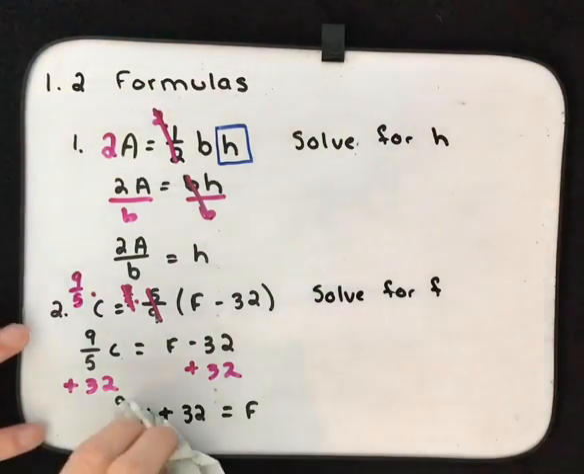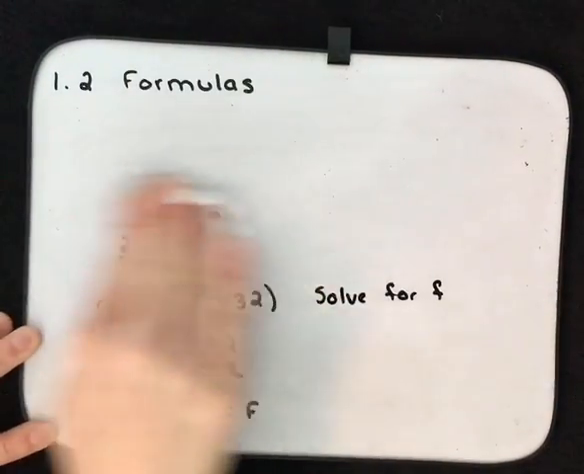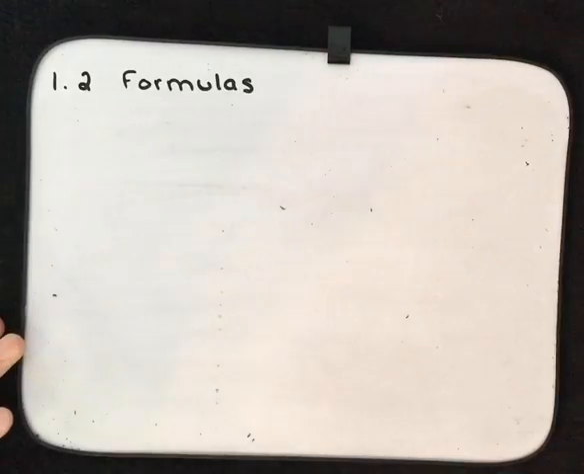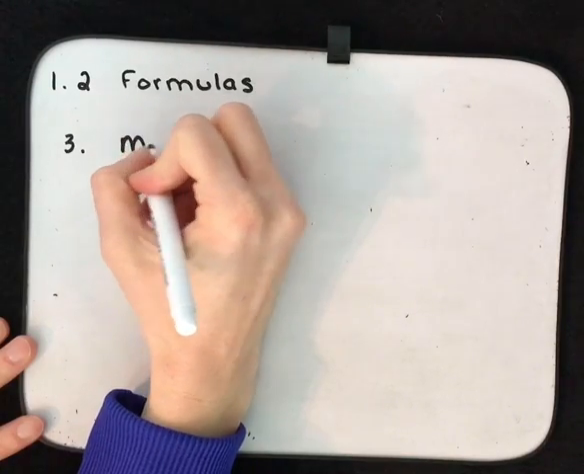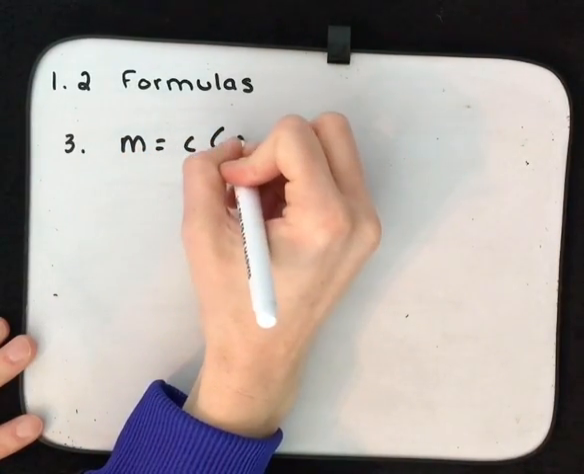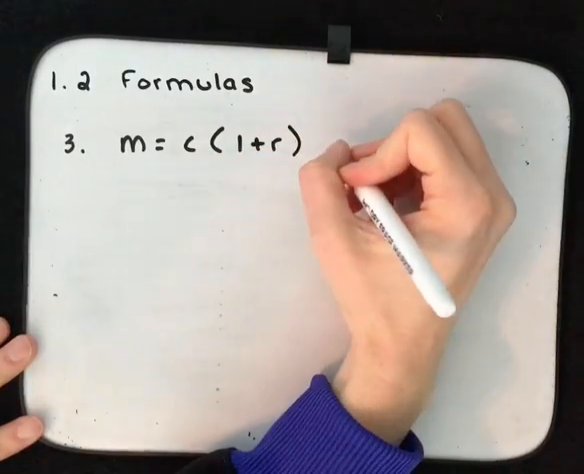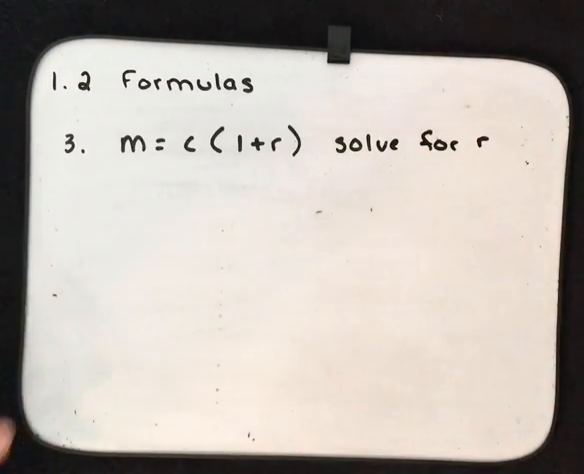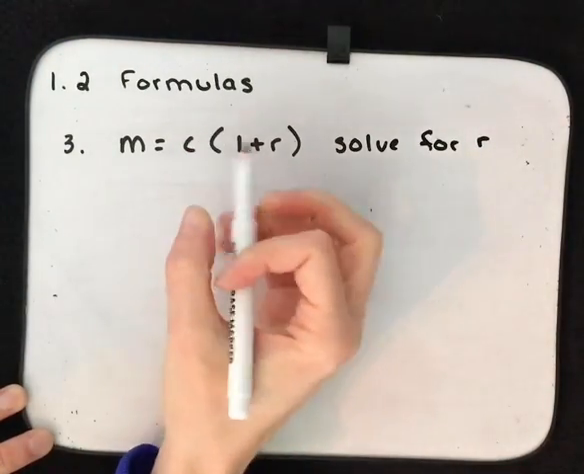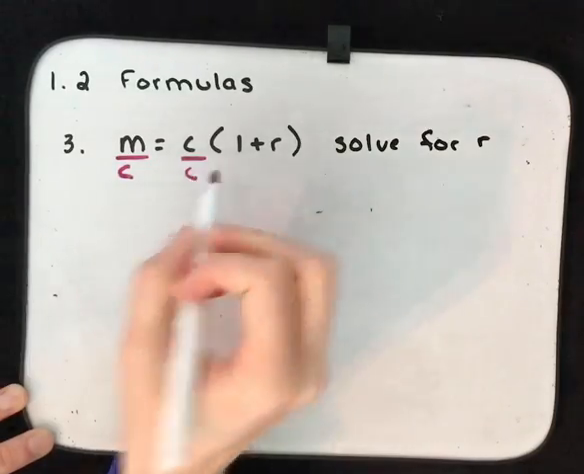Let's try again. Number 3. We have M equals C times 1 plus r, and we're asked to solve for r. Again, there are a couple of ways you could go about this. You could distribute first if you wanted, or you could divide both sides by C. It doesn't matter, either way is mathematically correct. We have multiplication by C right now, so let's divide both sides by C to get rid of that piece.